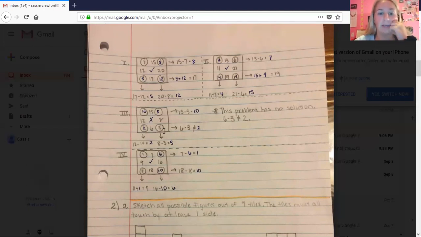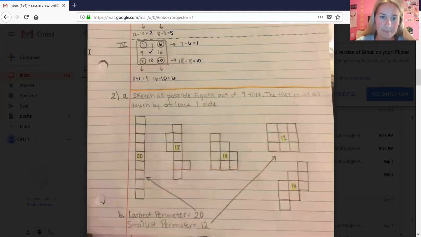They gave us 3, so I did 8 minus 3 is 5. 15 minus 5 is 10. 12 minus 10 is 2. Then you go back and check. 3 plus 2 is not 6. So this one does not have a solution. Fourth one is exactly like it.